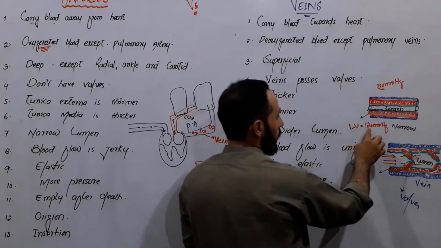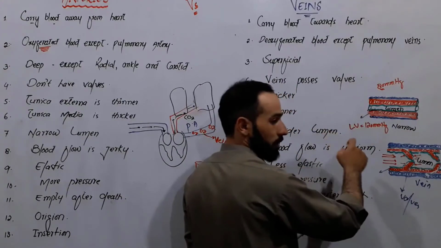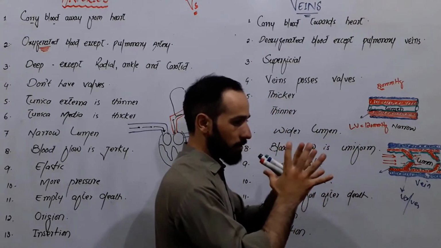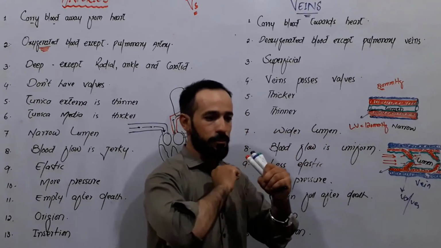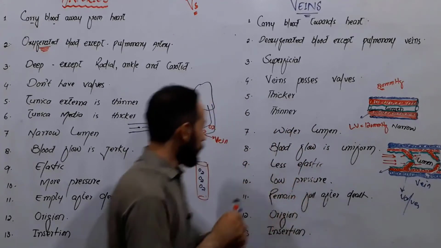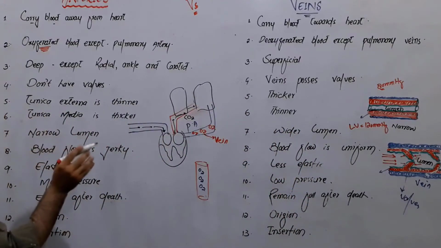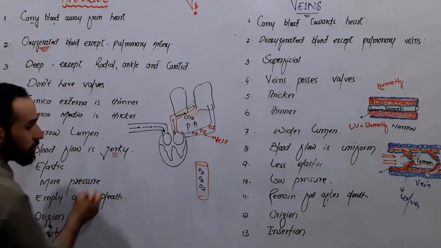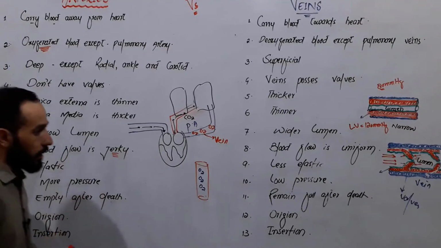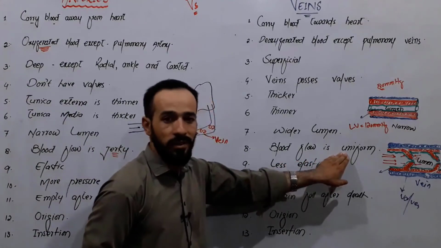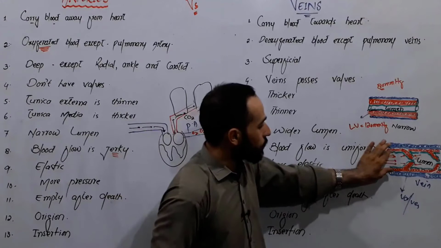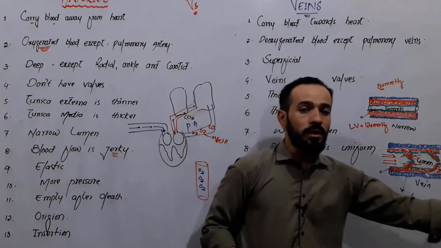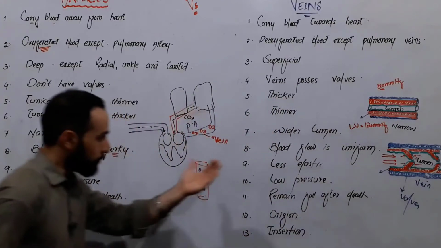Now look, when our ventricle is applying pressure, the heart is contracting and relaxing. When the heart contracts, it pushes the blood, right? So with the fast contraction of the heart, the blood flow in the artery is jerky. And here the blood flow is uniform, as there is a wider lumen and low pressure, so the blood is moving steadily and uniformly.